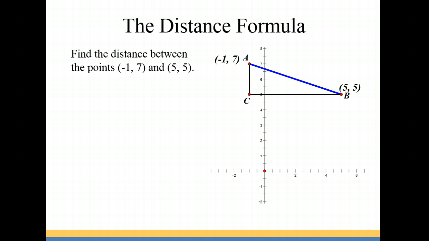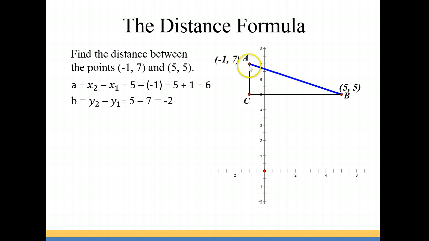Now I need to find the lengths of the sides of the triangle. So looking at this length here, going from C to B, that would be the difference between my x values, which is going from -1 to 5, which is the length of 6. And I can get that just by looking at the coordinates by taking 5 and subtracting -1. 5 minus -1 gives me 5 plus 1, which is 6.